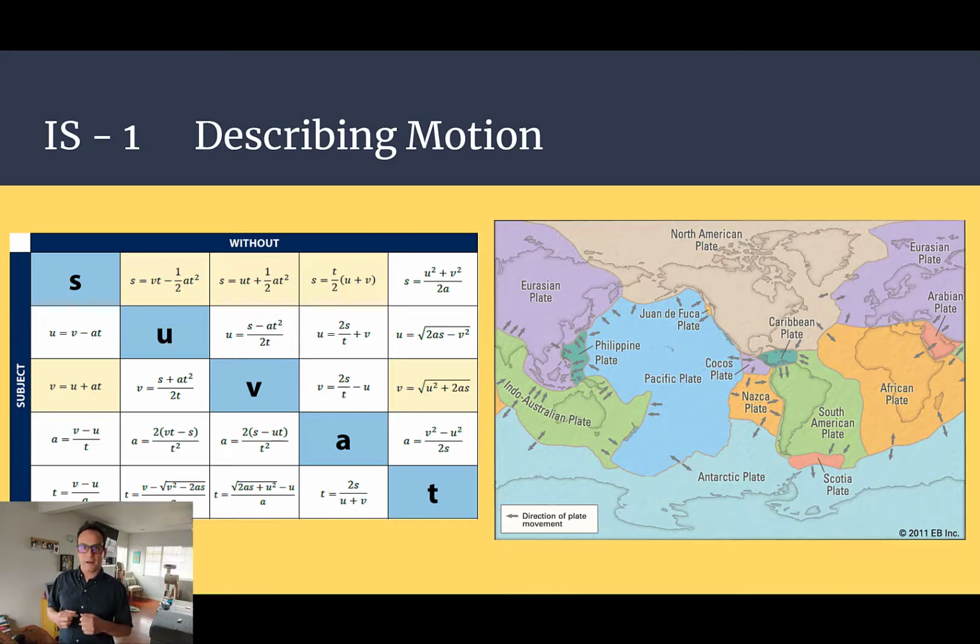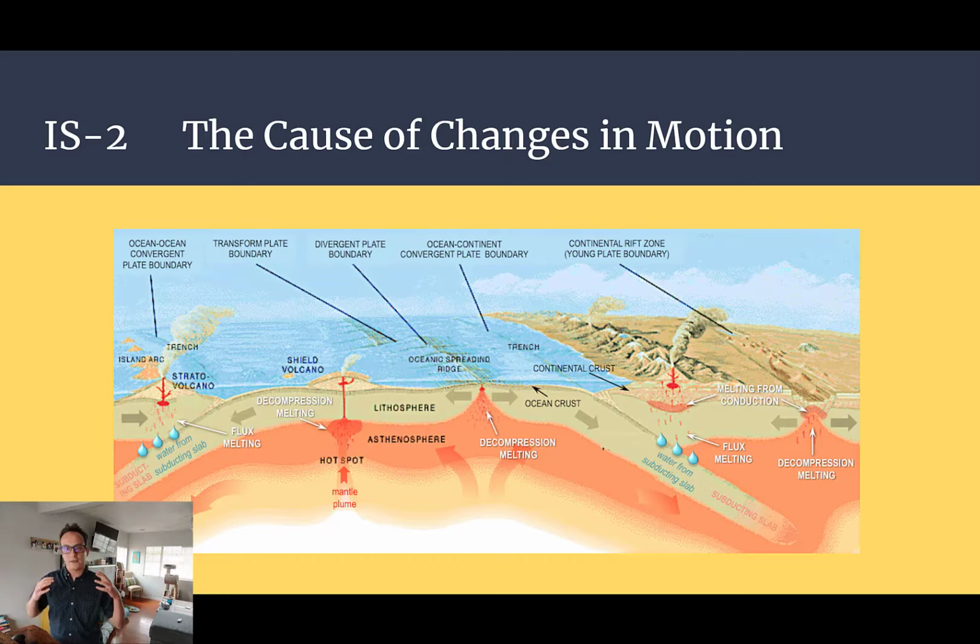There's a really great common question that you see about Hawaii, which was built under a hotspot, and you can tell by the dating of the different islands exactly the direction at which the plate that Hawaii is on is moving, as well as you can calculate its rate based off of extrapolating those times. So next up then we get into instructional segment 2, which is the cause of changes in motion.